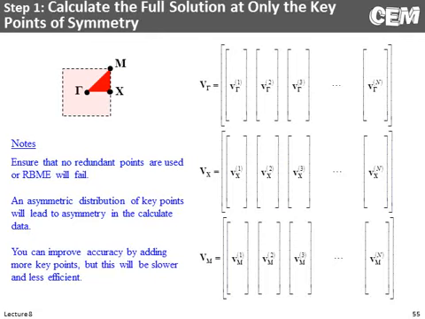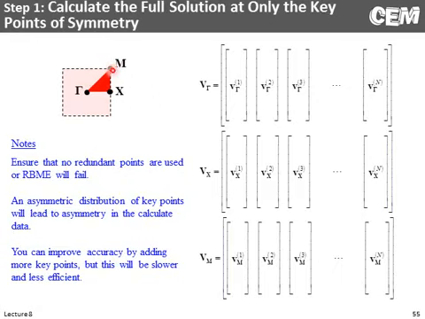So we use the reduced Bloch mode expansion technique. Here's how it works. First thing is we'll look at the Brillouin zone, we'll identify our irreducible Brillouin zone, and we'll identify the key points of symmetry that surround the irreducible Brillouin zone. So in this case it's the gamma, X, and M again.